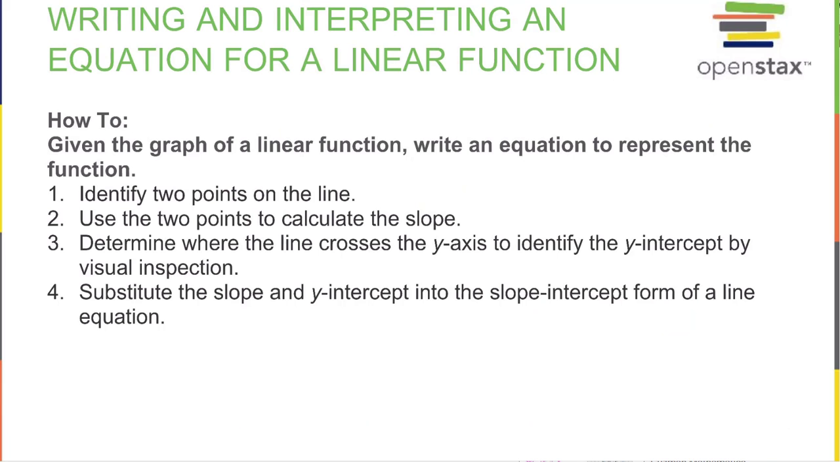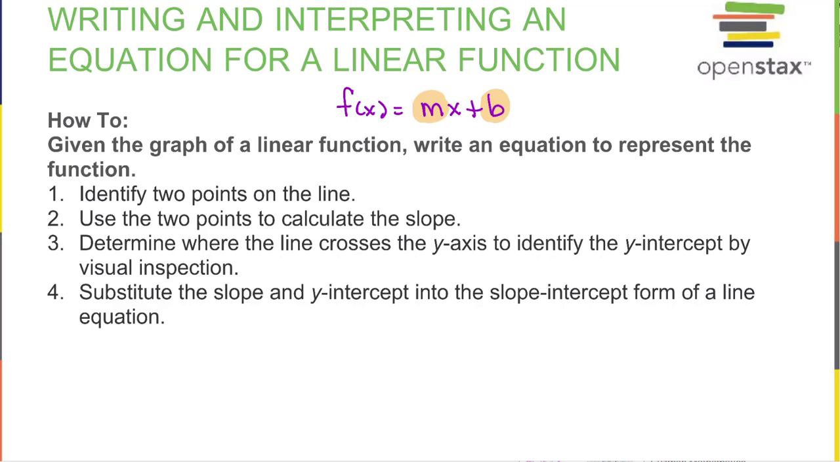Okay, so now we're going to move on to writing and interpreting an equation for a linear function. How, given the graph of a linear function, do we write an equation to represent the function? Well, to write a linear equation, you really need two items: the slope and the y-intercept. Sometimes they give us both of those, like in the train scenario, but it doesn't always happen that way.